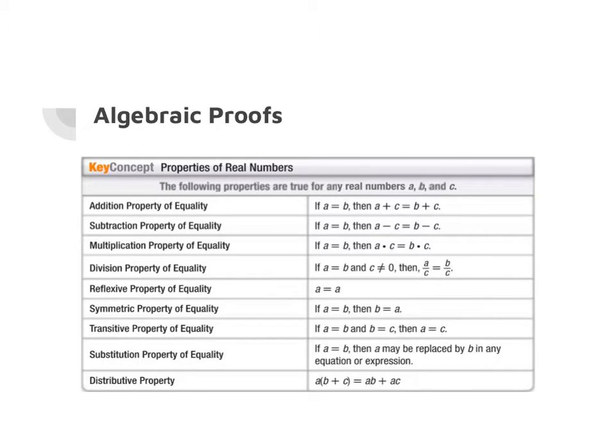So algebra is a system with a set of numbers, operations, and properties that allows you to perform algebraic operations. The following table summarizes several properties of real numbers that we have studied previously in algebra. For example, we have the addition property of equality. If A equals B, then A plus C equals B plus C.